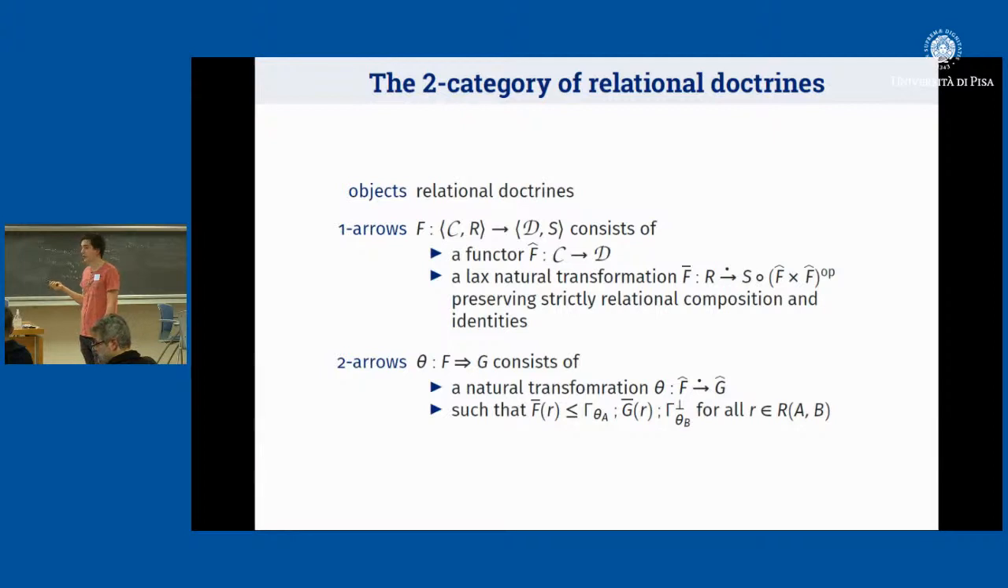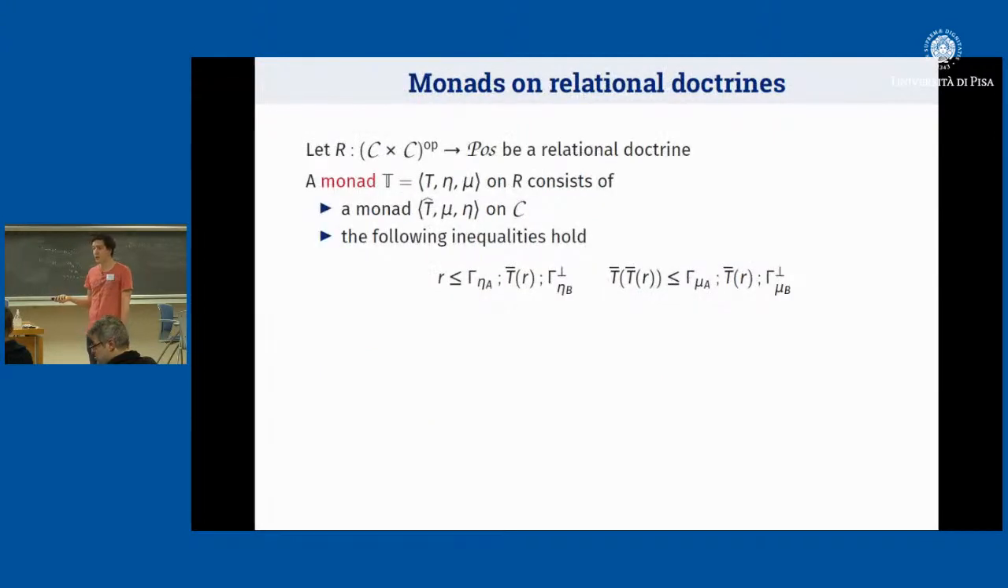Okay, so this is the two-category, and we can consider monads inside this two-category. And this is the definition spelled out, basically, and it is the same thing as a relational extension of a monad, again, for those of you who are used to relational stuff. And for those of you who are used to category theory, it's just a monad inside the two-category of doctrines, so nothing interesting.